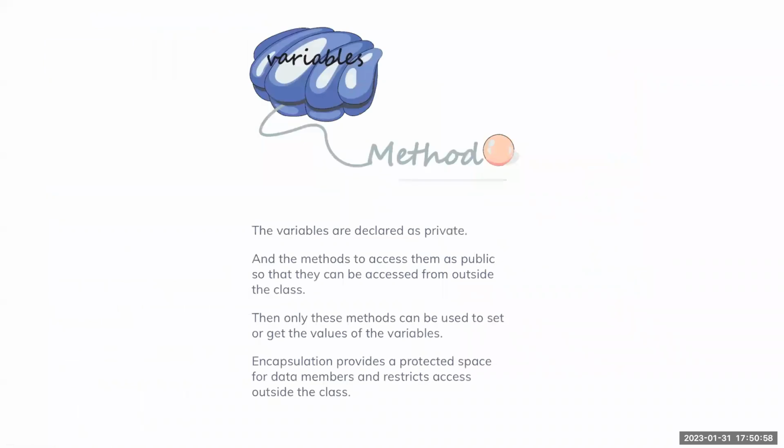The variables are declared as private, and the methods to access them as public, so that they can be accessed from outside of the class. Then only these methods are used to set or get the values of the variables. So you got the thing, right? Encapsulation provides a protected space for data members and restricts access outside of the classes.